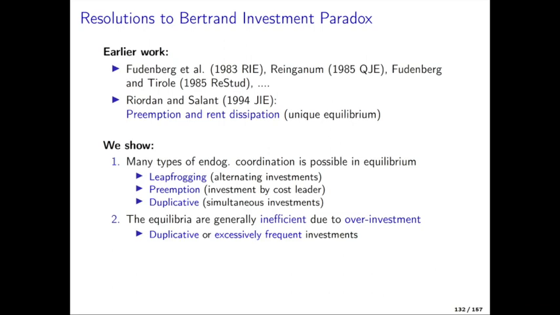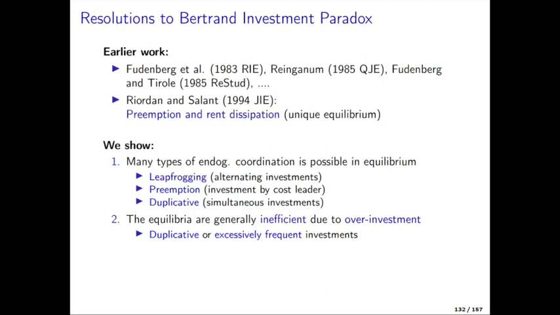Now, let's revisit some of the results about the resolution to the Bertrand investment paradox. We have the earlier work by Fudenberg and Tirole about the investment paradox. We're going to focus here on the Riordan and Salant results about preemption and rent dissipation, where there's a unique equilibrium. Preemption means only one firm is aggressively investing, completely dissipating all the profits just to keep the other guy out of the market, and the other guy is not investing at all. That's what Riordan and Salant show is the unique equilibrium. This is the only thing that the model can predict. Their model is with continuous time and continuously improving state-of-the-art technology.